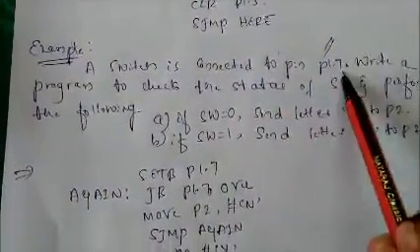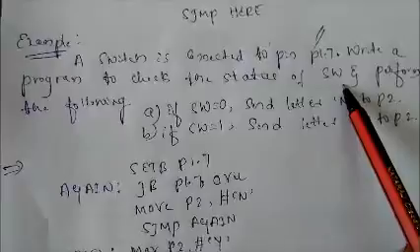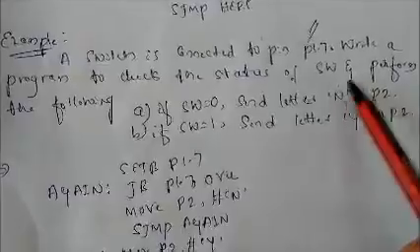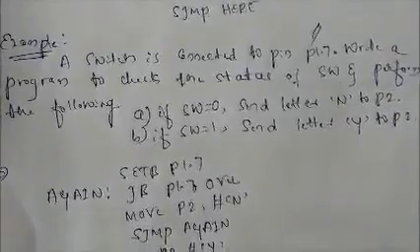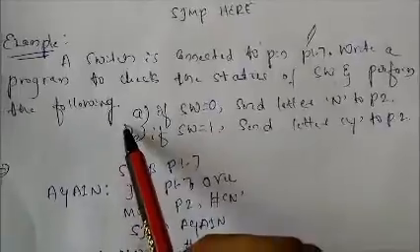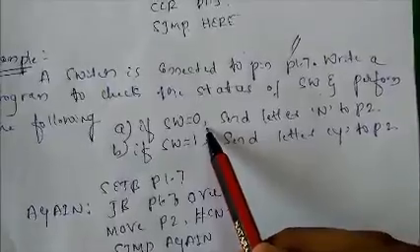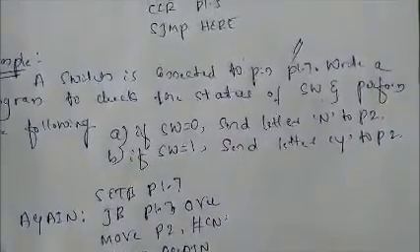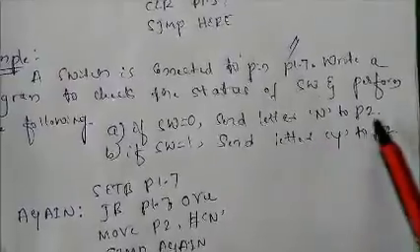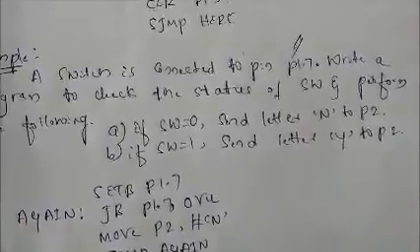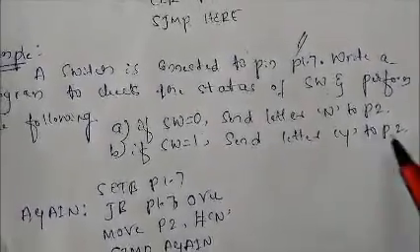So next one, a switch is connected to the pin P1.7. One of the switches is connected to this pin. Write a program to check the status of the switch. That switch status you have to check. That means whether the switch is pressed or the switch is in the closed condition. That is one. And perform the following. What they said, if the switch equals 0, it means the switch is in the open condition, I did not press that switch. That is the meaning. At that time send the letter N to P2. If the switch is 1, it means when you press that switch, that condition becomes 1. At that time send the letter Y to P2.